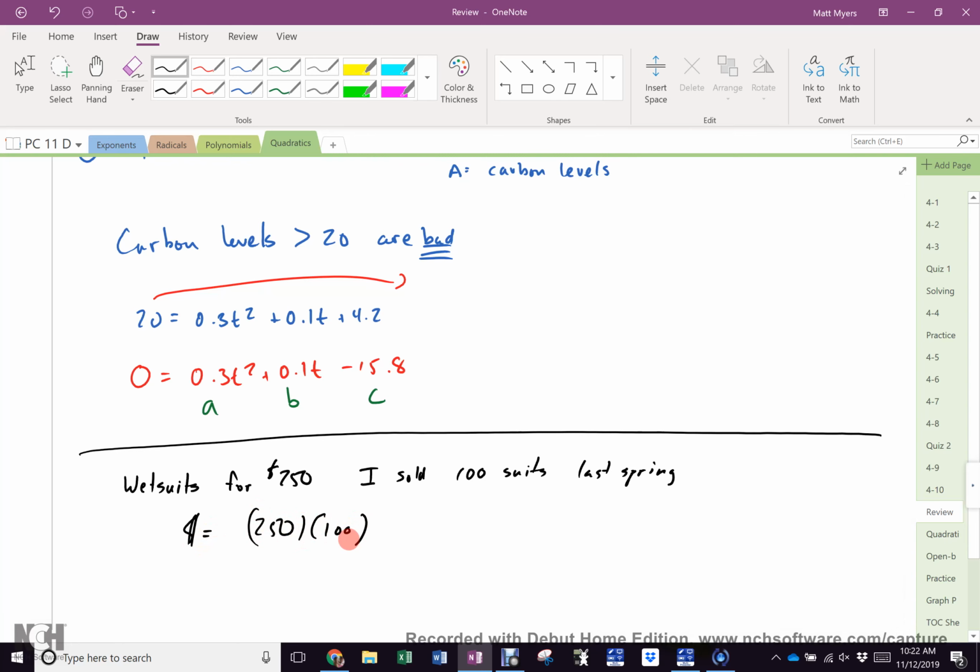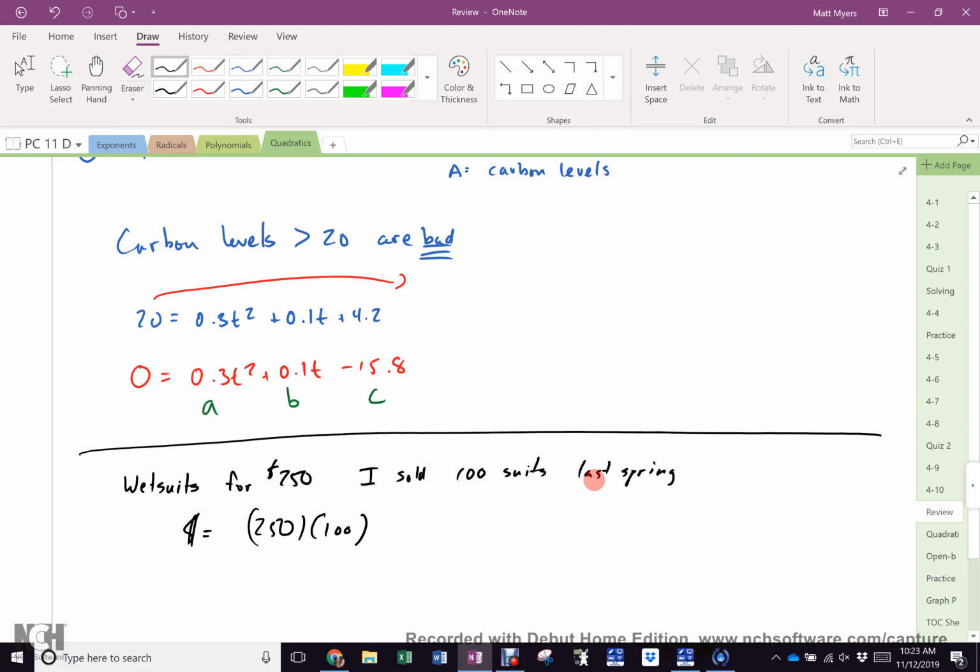I want to show you how quadratics could help me. Everybody cool? This is last spring. Everybody agree? So that was March. This is now November, right? I got some wetsuits left in my shop. Everybody okay with that? What am I going to do with them? Because it's November, right? What do I need to do now? I got to sell them. Anybody going to buy them? So what do I do? I put them on sale. Everybody cool with that?